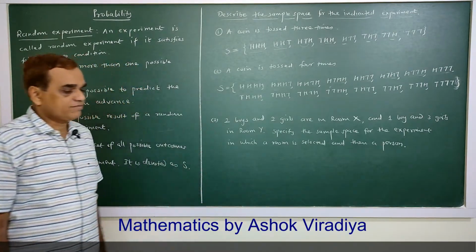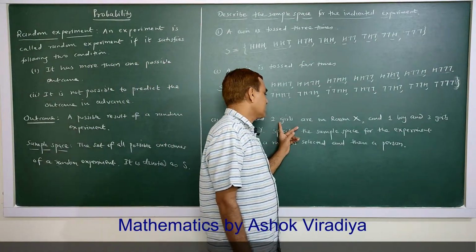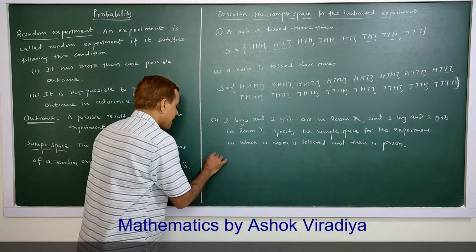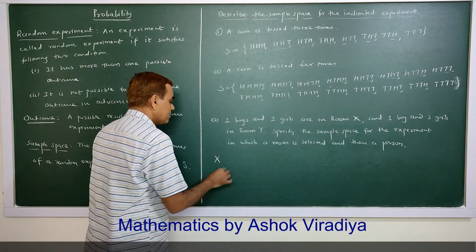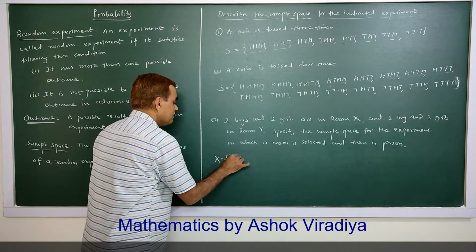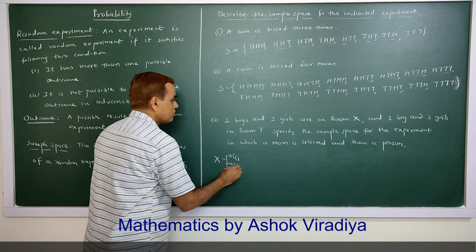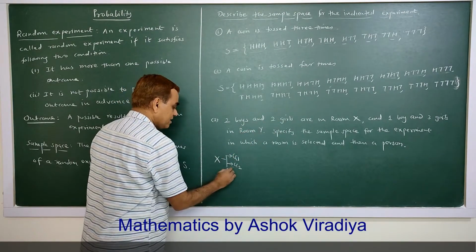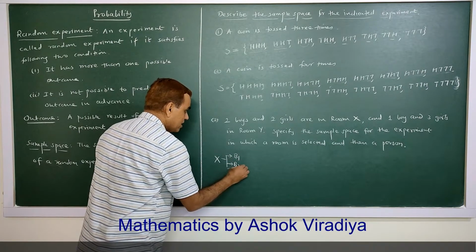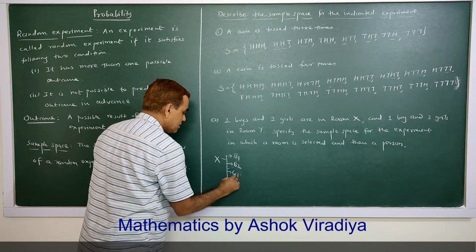Now in this question, 2 boys and 2 girls are in room X. Say in room X, there are 2 boys. Let me denote these 2 boys by B1, B2, and the 2 girls we denote by G1, G2.